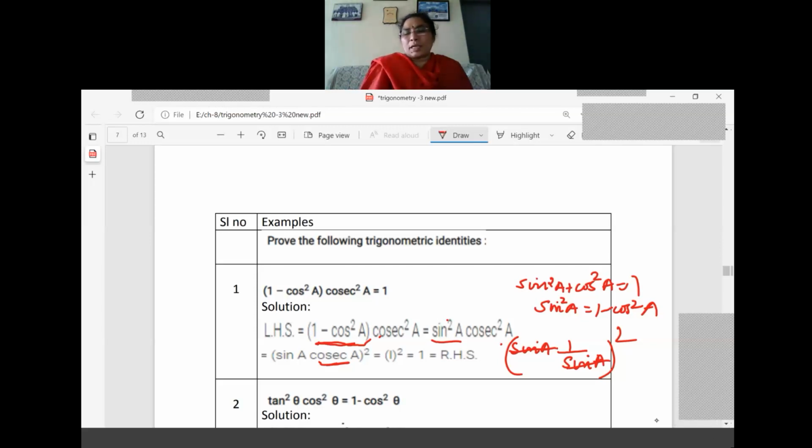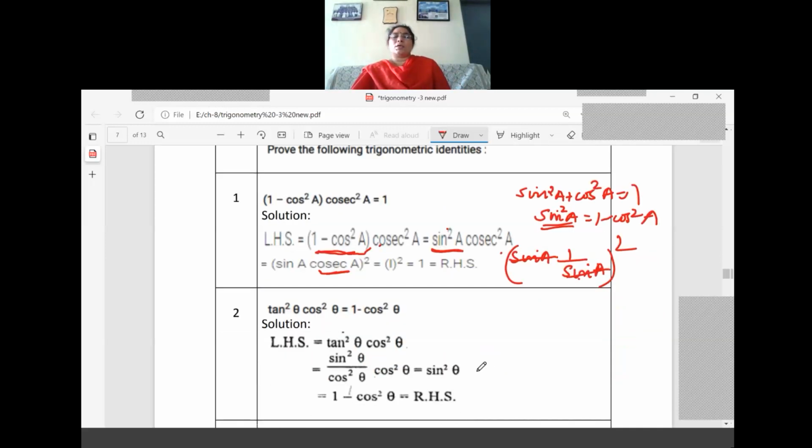1 minus cos square A, how can we write it? We can use the first identity: sin square A plus cos square A equal to 1. What is sin square A? 1 minus cos square A only. So instead of 1 minus cos square A, we have written sin square A only. Now cosec can be changed as 1 by sin A. So sin A into 1 by sin A, that is 1 square, it is equal to 1 only, it is equal to RHS.